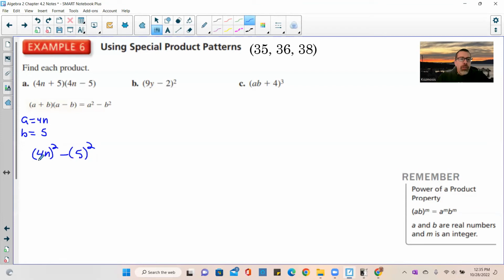Well, don't forget to distribute. 4 squared is 16. n times n is n squared. Minus 25. Okay, so if you know the rule, it's just quick and easy. Difference of squares is going to give you a squared minus b squared, which is a plus b, a minus b.